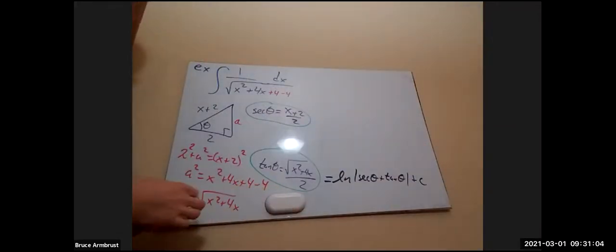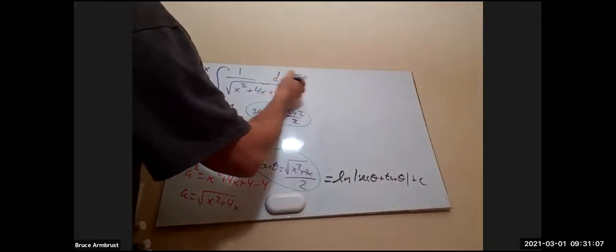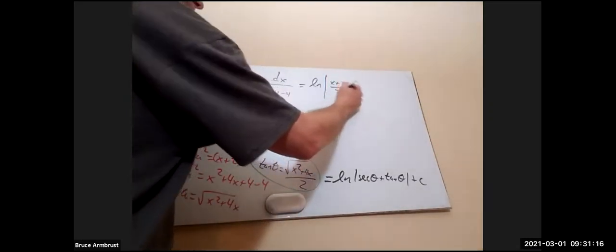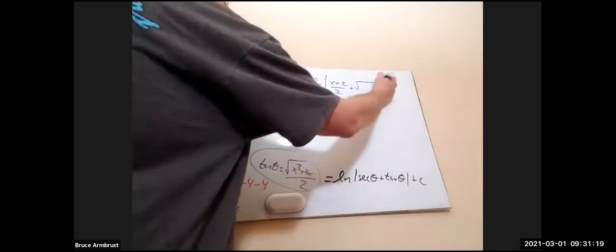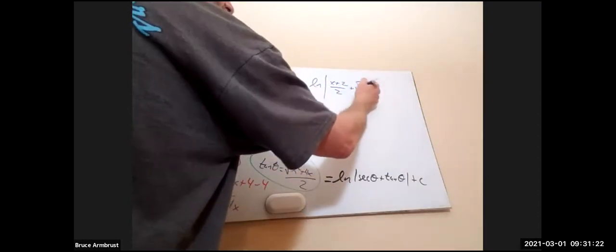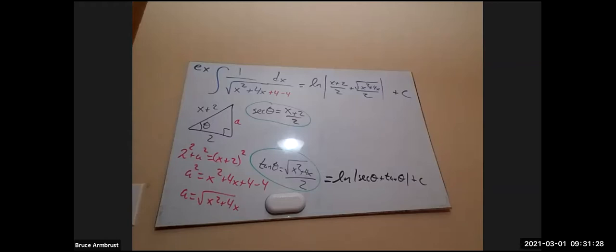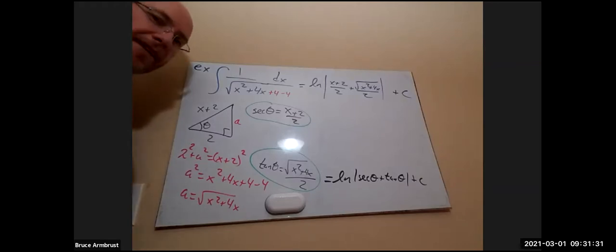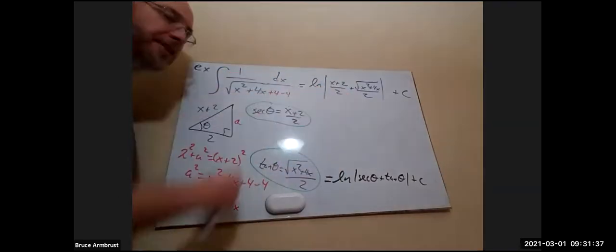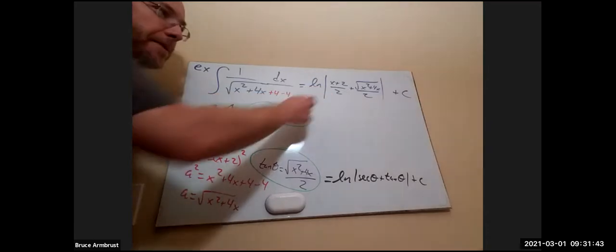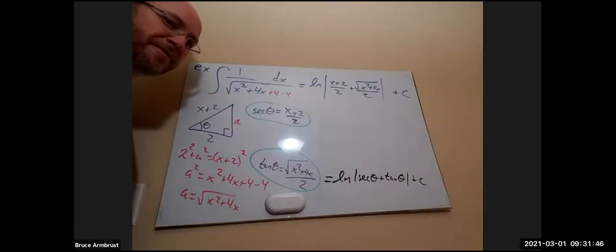All right, well, let's do that. So here you go. The integral of what we started with is the natural log of secant, x plus 2 over 2, plus the tangent, square root of x squared plus 4x over 2, plus c. And so there is some simplification we can do with that. Like we can combine these into one fraction. We can then split that apart into 2 logs, and there's stuff we can do. But I'm going to go ahead and leave it there because that's good enough for now.